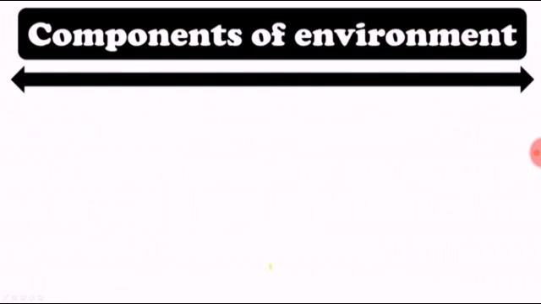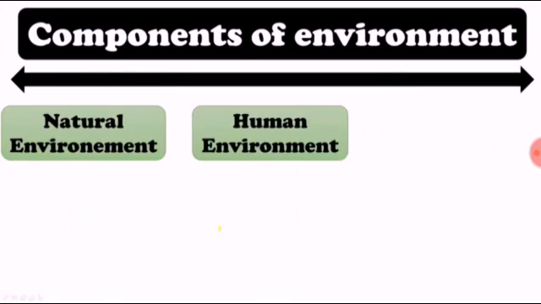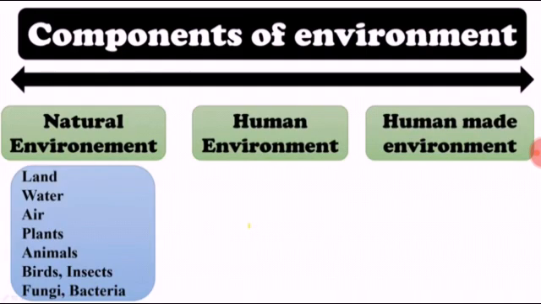Now we will see the components of environment. The environment is not alone. It is made up of different parts. So we are going to see all the parts, the components of environment. Now the first one is natural environment, second human environment and third human-made environment.